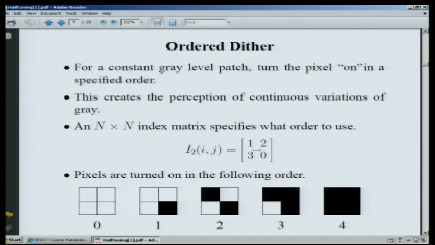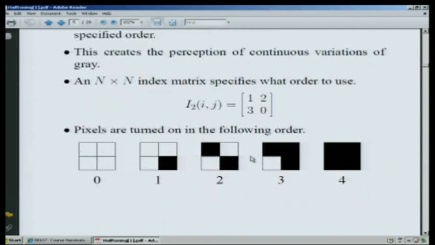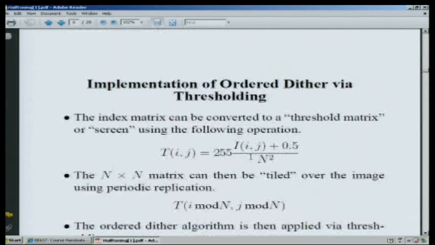If the image is very light, so if the absorptance is 0, then you don't turn on any pixels. Then you turn on this pixel first, and then that one, this one, and then all 4 of them, right? You can represent that with a matrix that tells you the order in which you're going to turn them on. This is 0, so it goes first, then 1, then 2, then 3. Now that leads to a concept of.